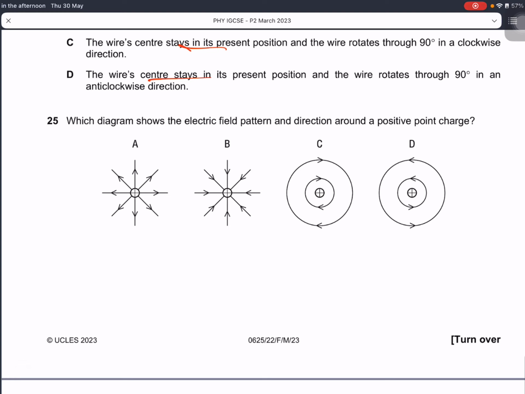Which diagram shows the electric field pattern and direction around a positive point charge? Positive point charge. Well, these are what? Definitely wrong, yeah? It's not the point charge. They are currents in the wire. So, positive will always send out, guys. Negative will receive. Always, don't forget, okay? Okay, cool.